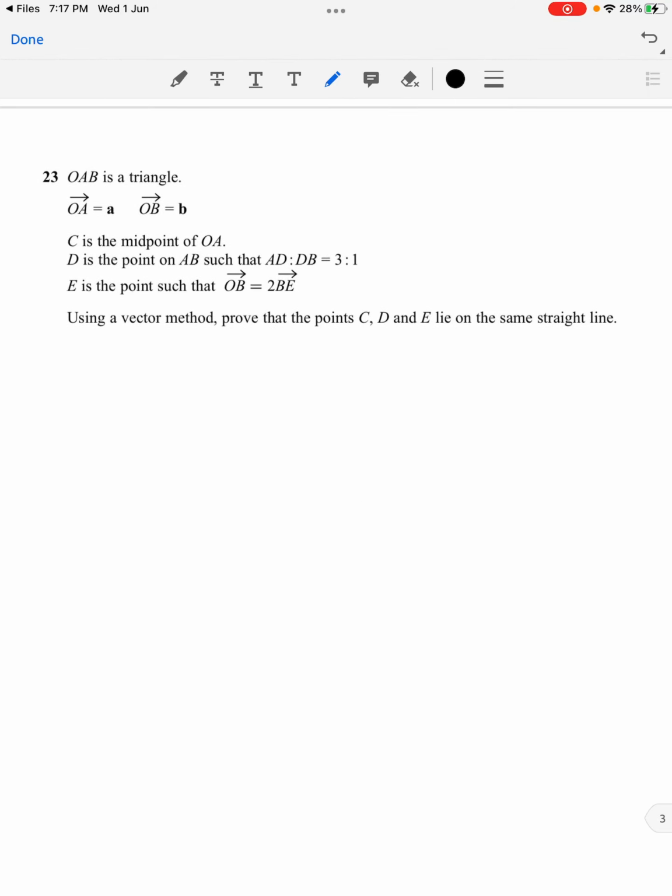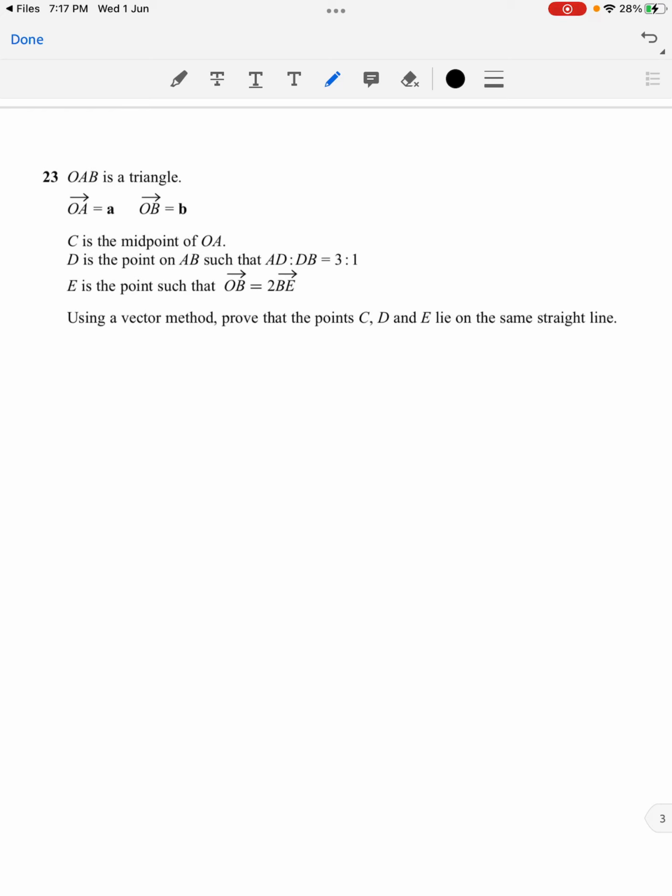The next question talks about OAB being a triangle, OA is equal to a, OB is equal to b, and C is the midpoint of OA. D is a point on AB such that AD to DB in ratio form is 3:1, whereas E is the point such that OB is equivalent to 2BE. Using a vector method, prove that the points C, D, and E lie on the same straight line. This is for 5 marks, so you have to score this point.